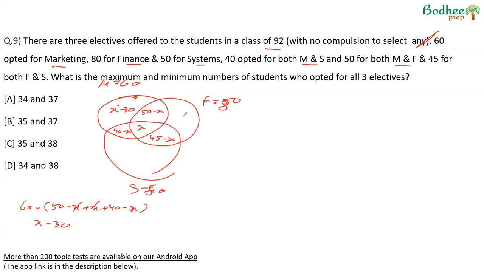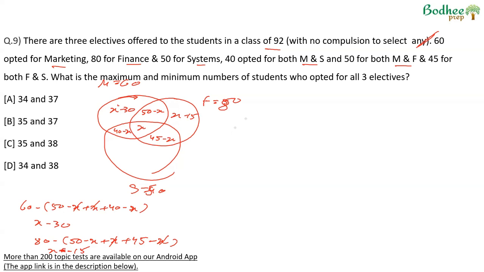For finance, if we look at it, we will have 80 minus 50 minus x plus x plus 45 minus x. X and x cancelled. 95, 80 minus 95 is minus 15, minus x. So this will be x minus 15.